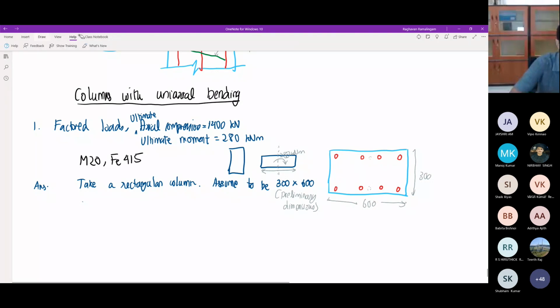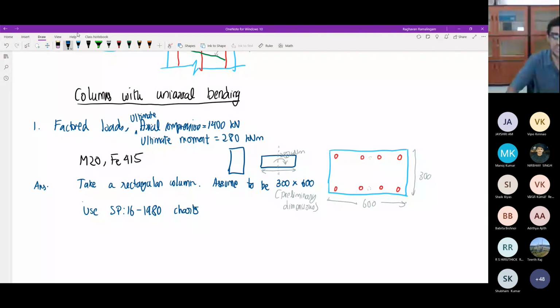So therefore, the easiest thing to do here is to use SP16 1980 charts. Okay. So whenever you are given a problem of column with bending, even if it's not specified to you that use SP16, you are allowed to use SP16.